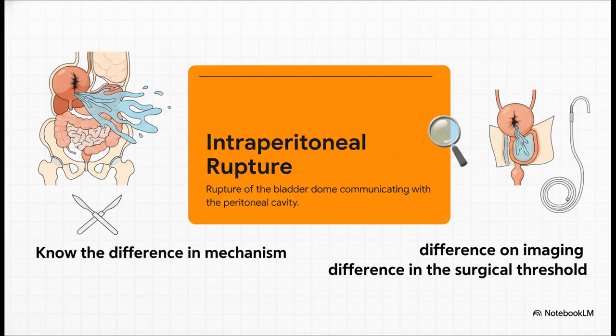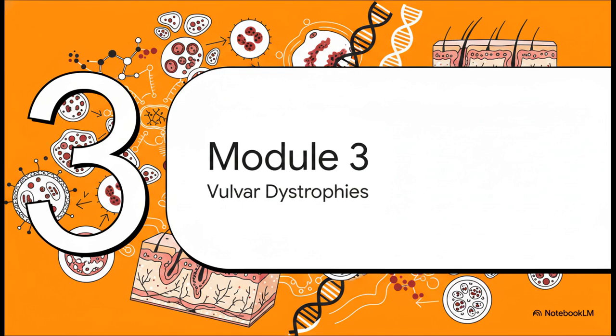You have to know the difference in mechanism, the difference on imaging, and ultimately, the difference in the surgical threshold. Module 3. Vulvar dystrophies and oncologic risk. Maintaining our clinical momentum here, we must master these critical dermatologic and oncologic distinctions.